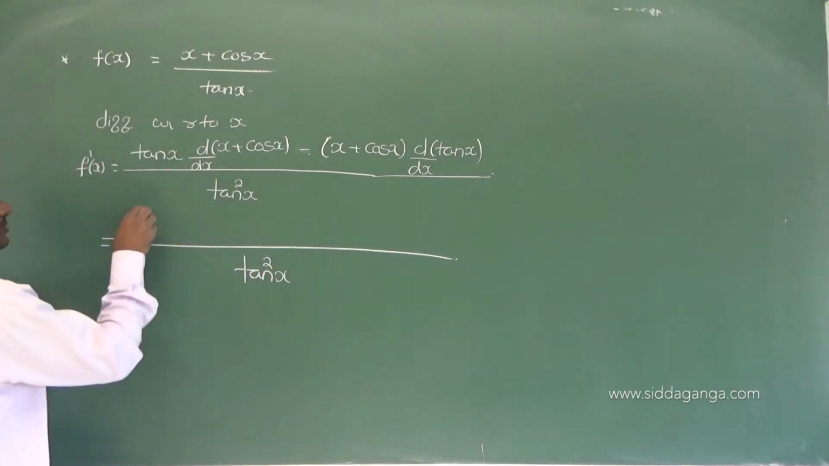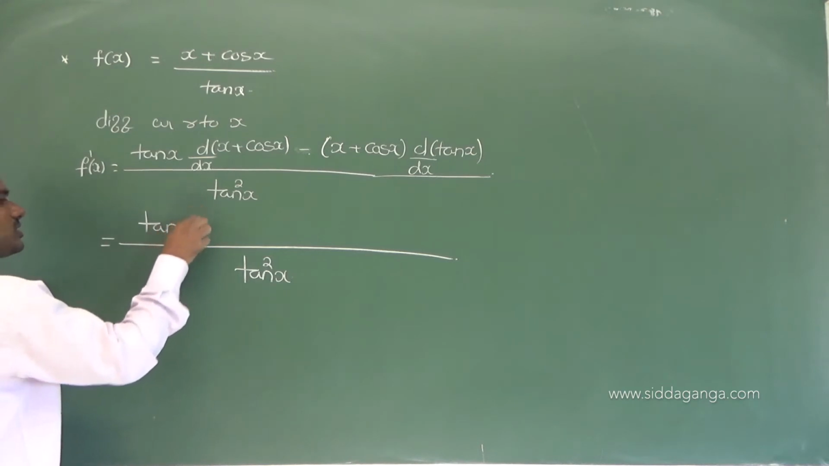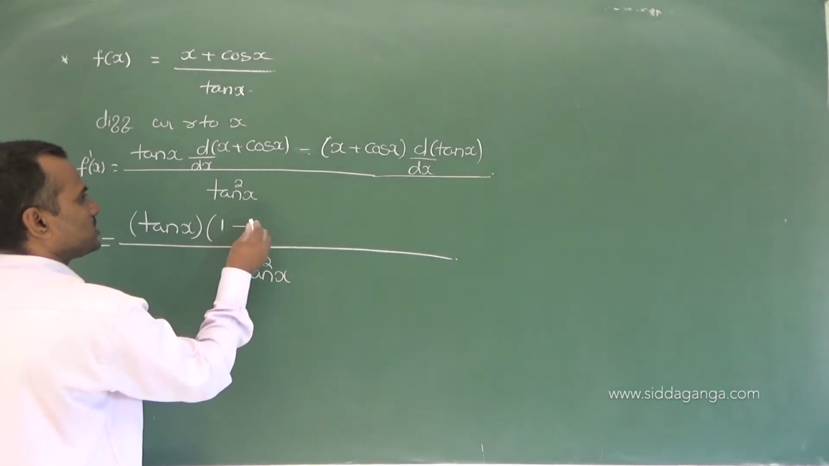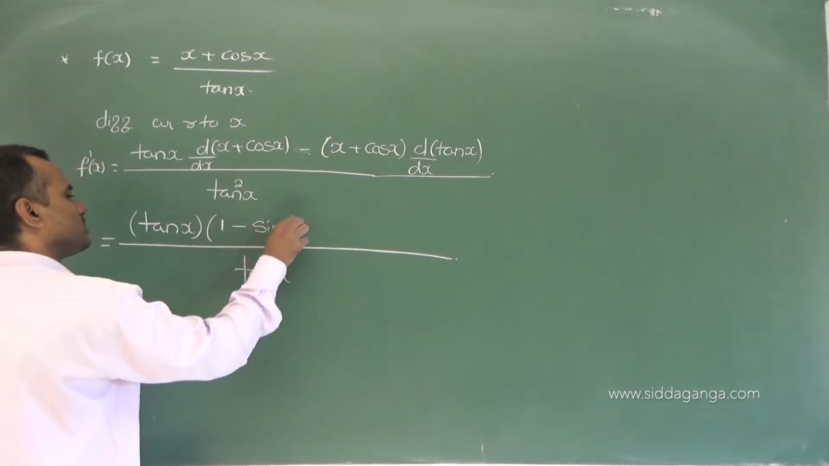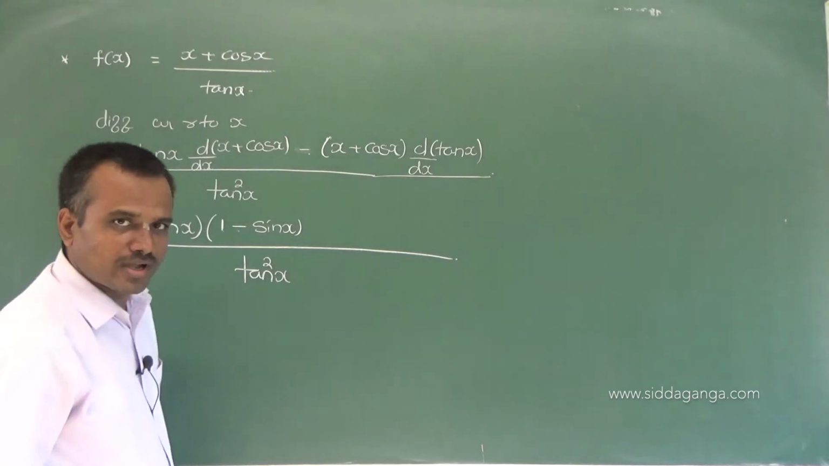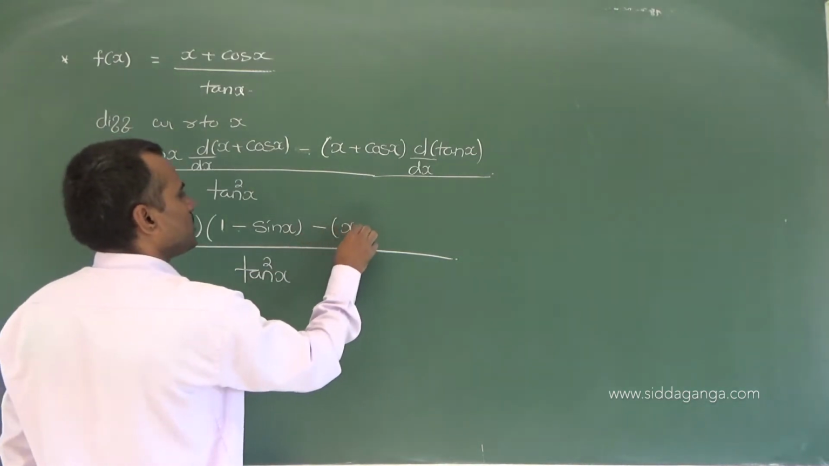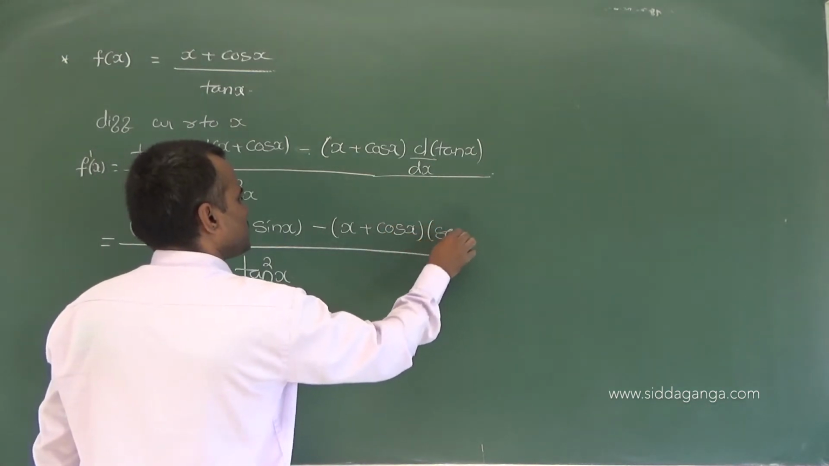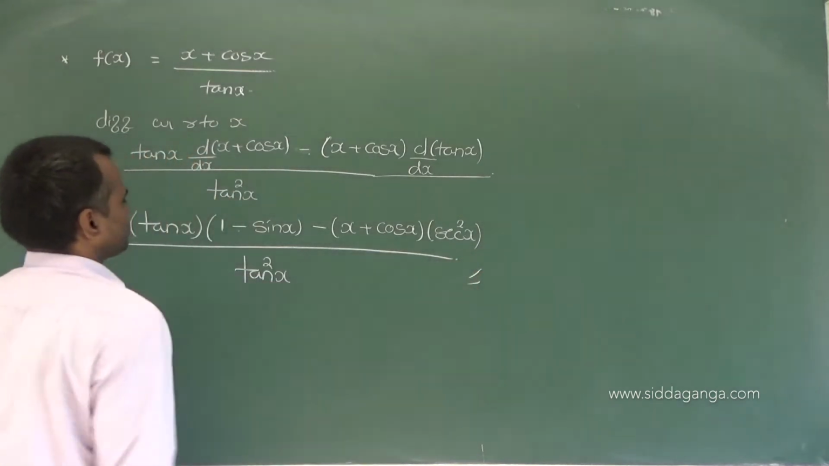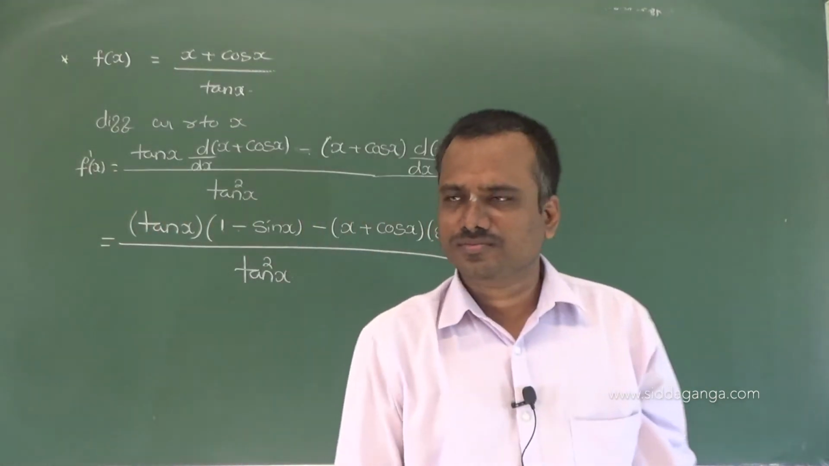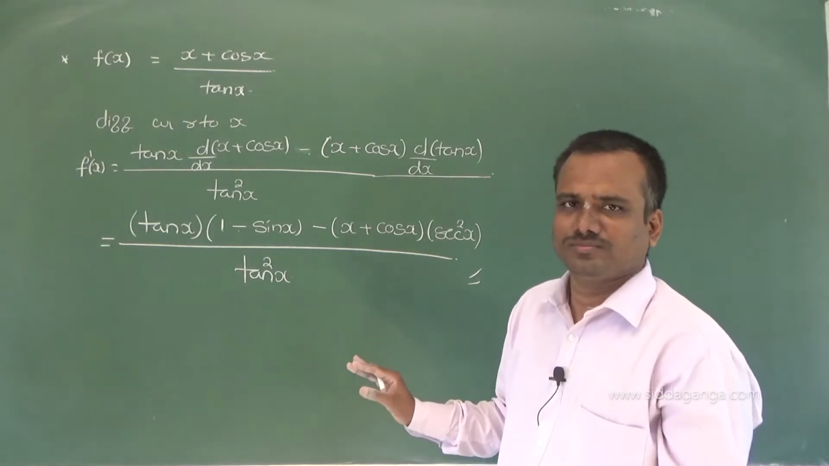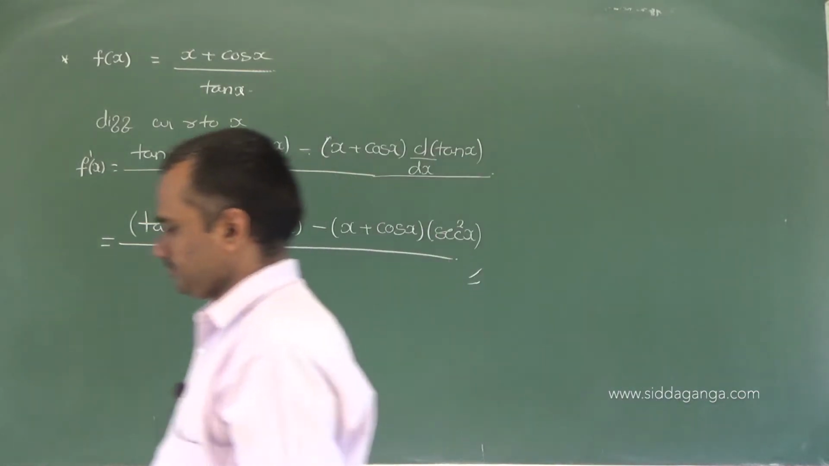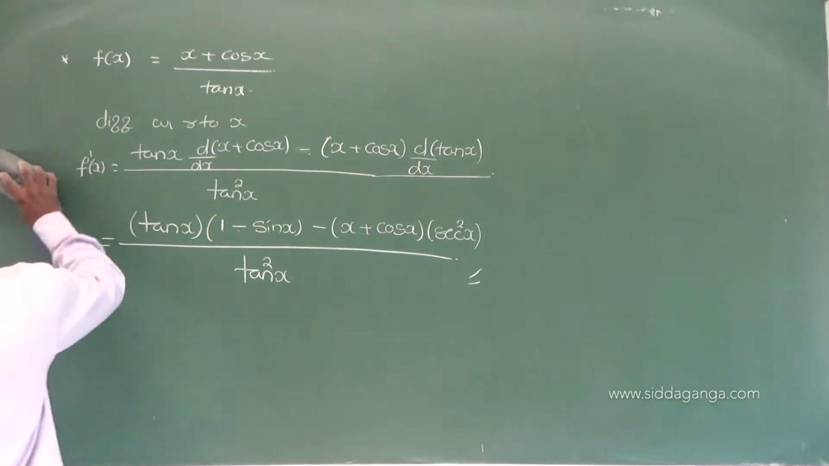Tan square x, tan x into derivative of x is 1, minus derivative of cos x is sin x. Why write minus? Plus into minus, minus x plus cos x. Derivative of tan x, secant square x. Okay, we stop up to here, no problem. We stop this problem. Next problem. Observe this problem first.